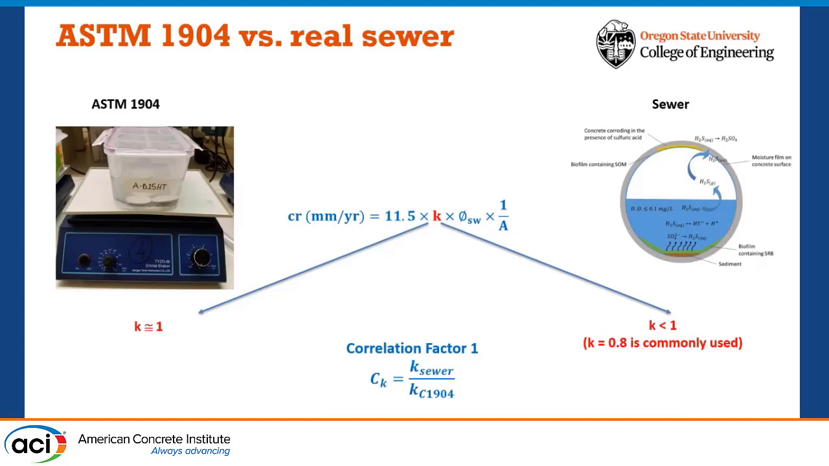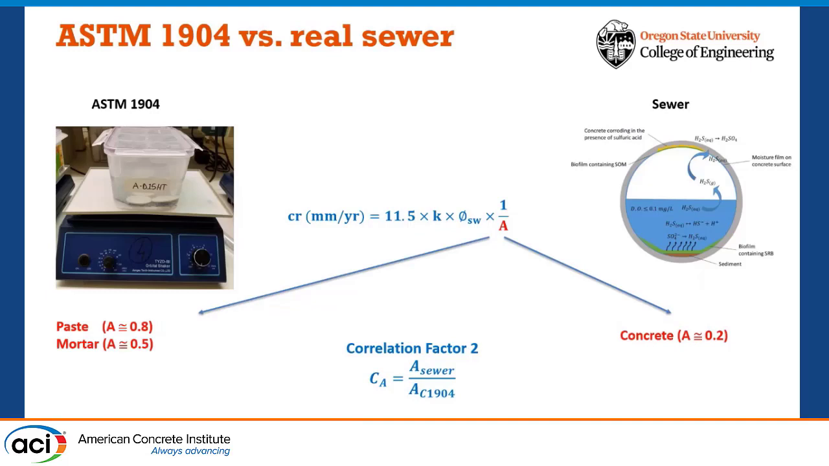And in our model, we will define different correlation factors to correlate the field condition and our ASTM testing. First one is to correlate the K factor. For ASTM testing, we immerse the specimens in the acid solution, so we can assume that K is 1 in the worst condition, but in the field, K is usually lower than 1, 0.8 is a good estimate. So our first correlation factor would be the ratio of the K factors.